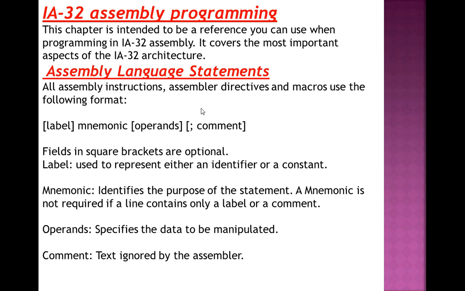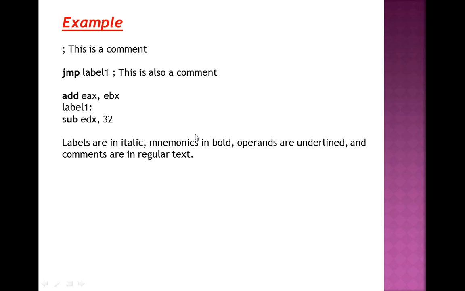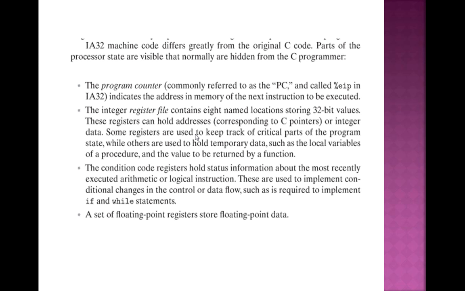Next is IA32. We talked about 2 types of assembly language, that is IA32 and x86-64. IA32 has a syntax, a format. This is the syntax for IA32 assembly language. Then the example that we can use in IA32. This is the example that is written. First is the label, then the mnemonic, comments, and the mnemonic is always used whenever there are operands.